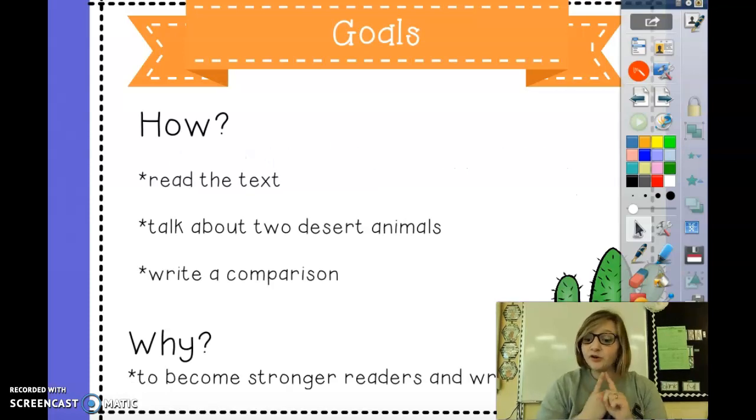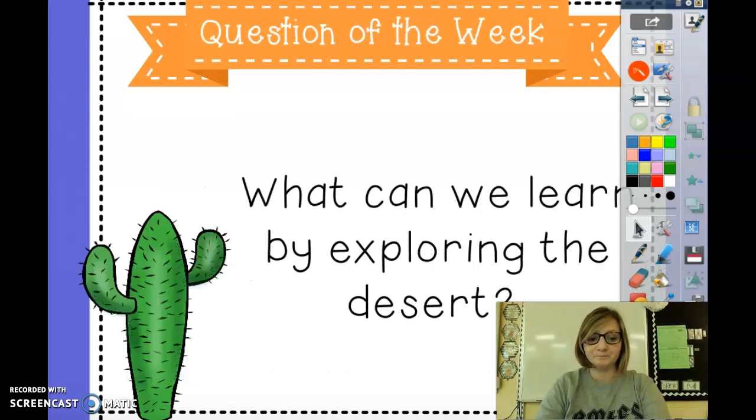Today we're going to read our story. We're going to talk about 2 different desert animals, and then we're going to write a comparison. Okay, we do this to become stronger readers and writers. So the question of this week is, what can we learn by exploring the desert? Now, yesterday we learned a lot of different things while exploring the desert. Today we're going to learn even more about specific animals and some of their adaptations.